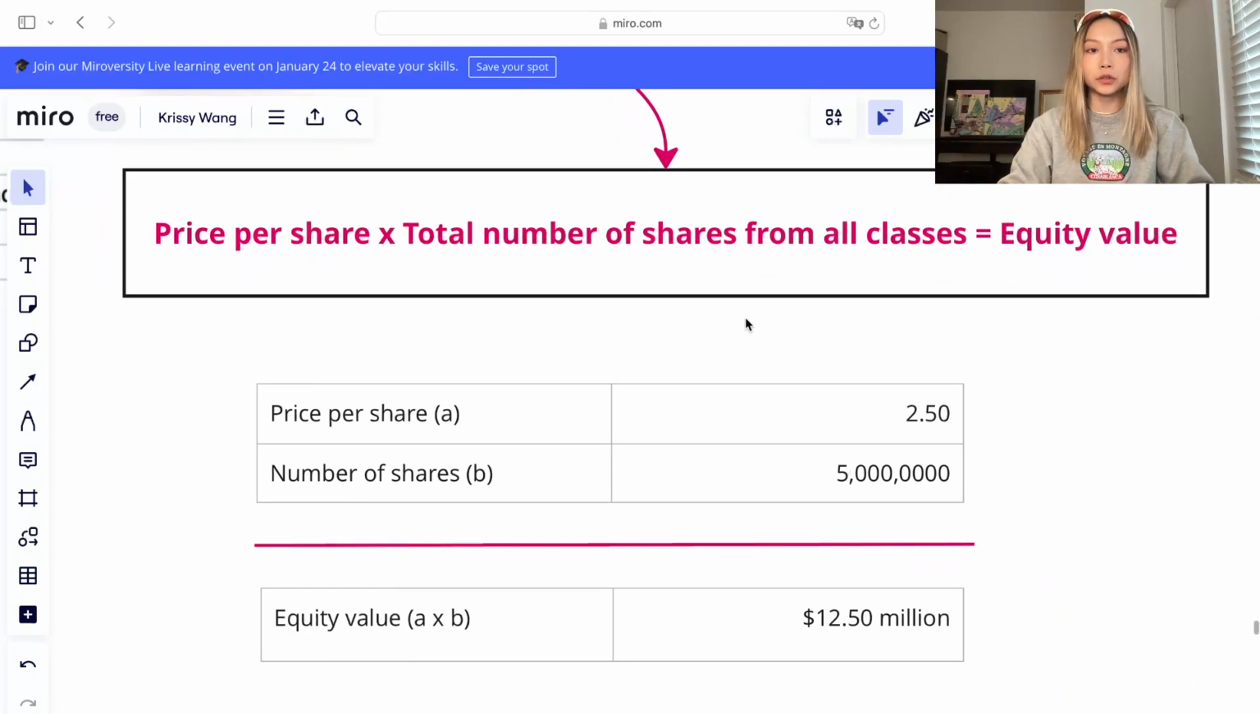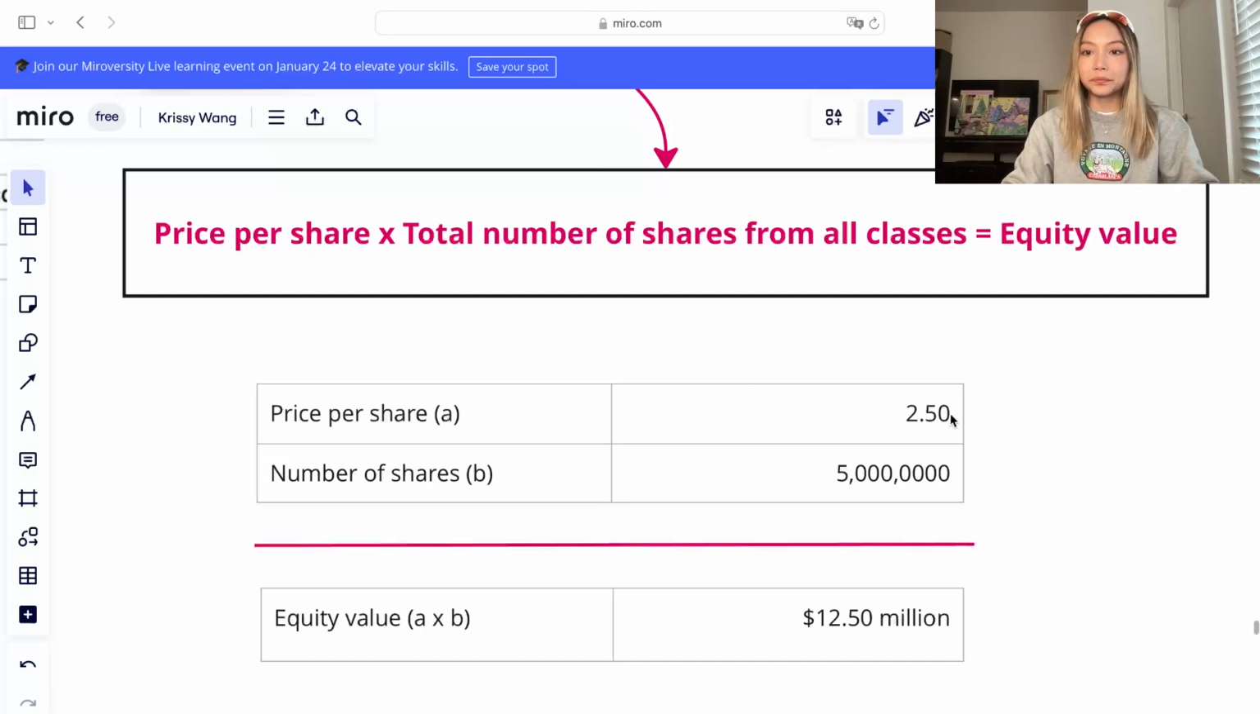Great. Now let's look at the math. Again, very intuitive. It's price per share times total number of shares from all classes, that gives you your equity value. I think the name is kind of self-explanatory. It's basically treating all share classes, whether you're common stock or preferred A stock, preferred B stock, you're all going to be treated the same. That's why it's called common stock equivalent. I'm going to just treat you as equivalent to common stock, like same share class.